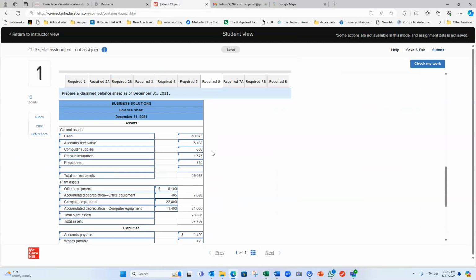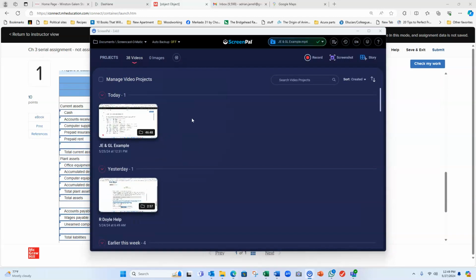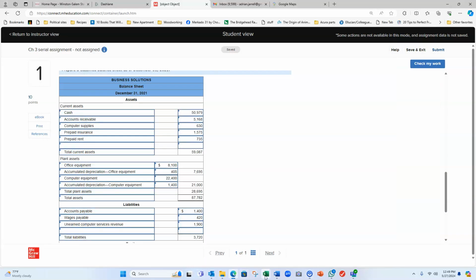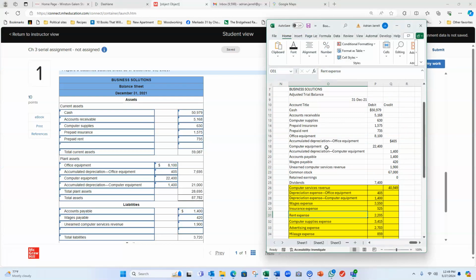Okay, so here we go with the balance sheet. I've taken cash, and you can see right quick here how I did this. Let's try again. All I've done is taken cash and put it over here, and accounts receivable and computer supplies over here. I've gotten my total current assets up here, then the plant assets: office equipment, accumulated depreciation.